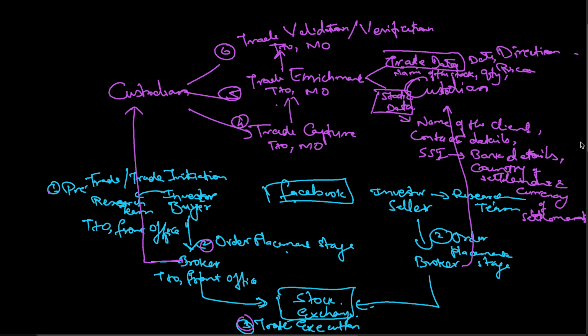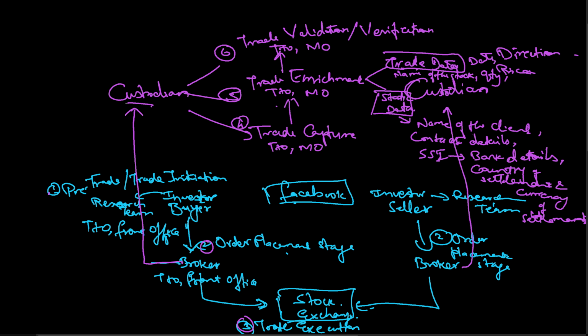Once all these are done, a confirmation will be sent to the investor, which in India we call the contract note. By the end of the day, it will be sent to the investor. It is also called the confirmation stage, so let me give the number as 7, confirmation stage. It will have details about the trade placed. This also happens on T+0, middle office level.